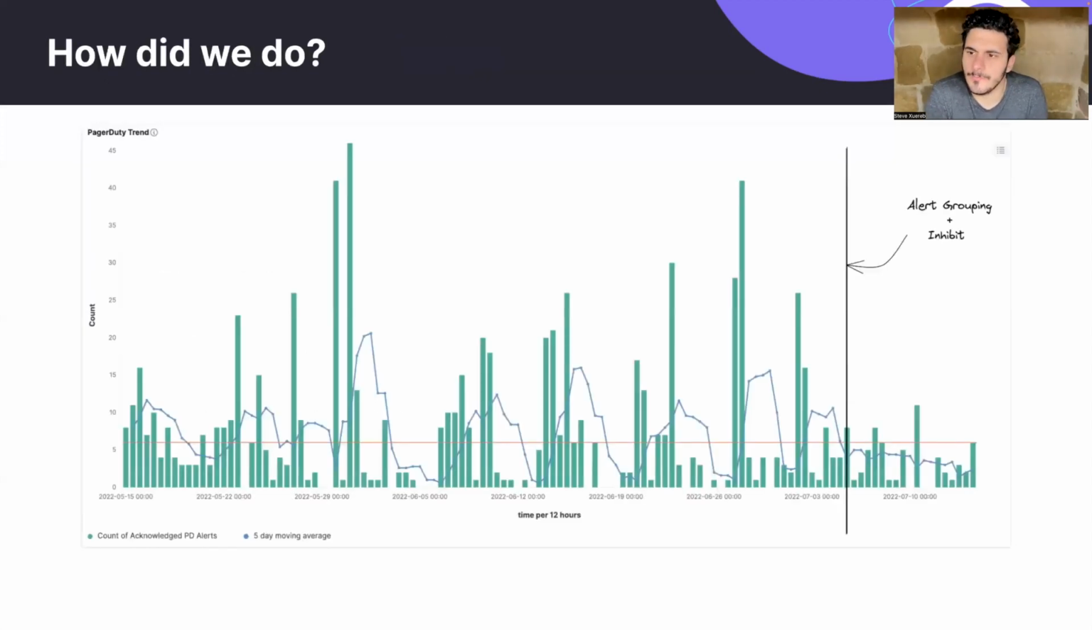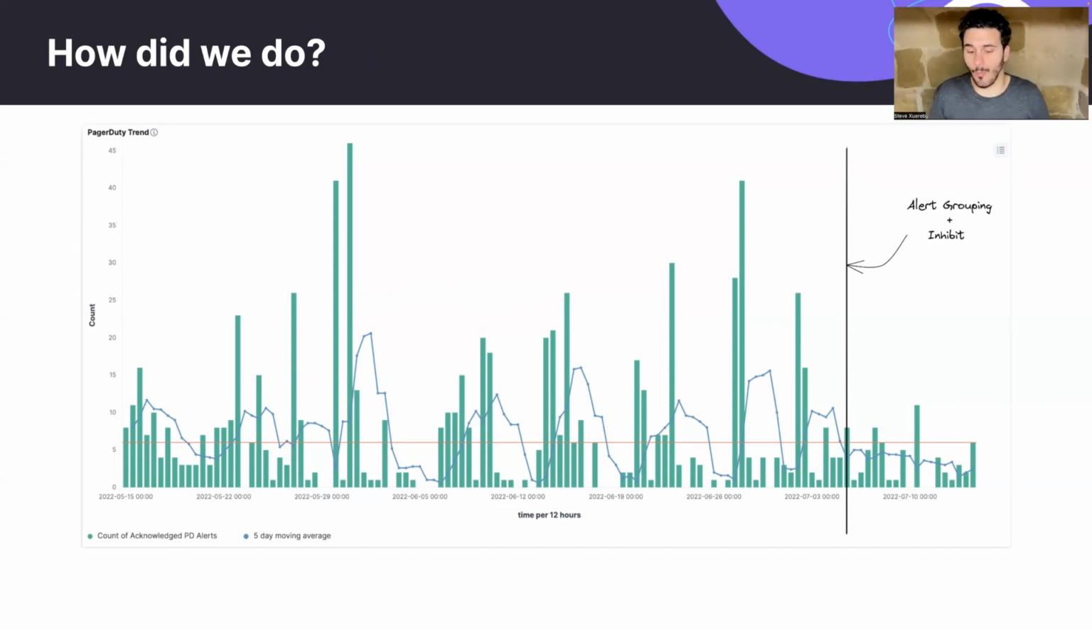So how did we do? After we rolled out alert grouping and inhibition rule, we saw a considerable decrease on the number of pages. We can see here the number of pages we get on a weekly basis. And as soon as we rolled it out, we see a decrease, and it was beneath our target. So it was quite a good way forward. The on-call got a single alert. They could focus on that. And we've seen it work quite well.